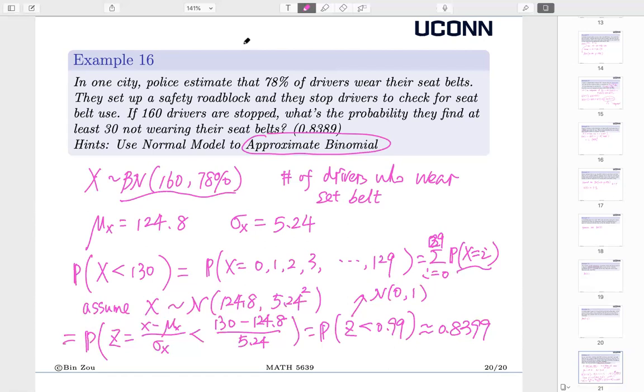Okay, I think that's good for today, and next time when we continue, we will start the actual chapter 1.